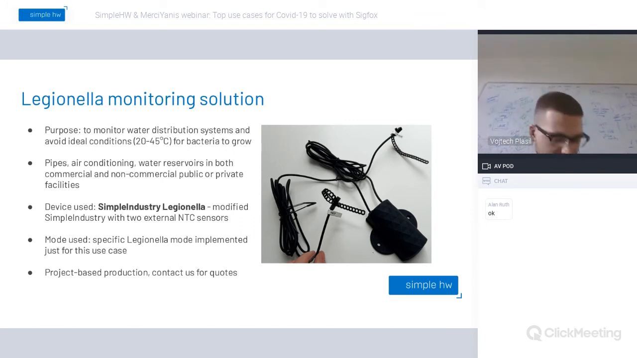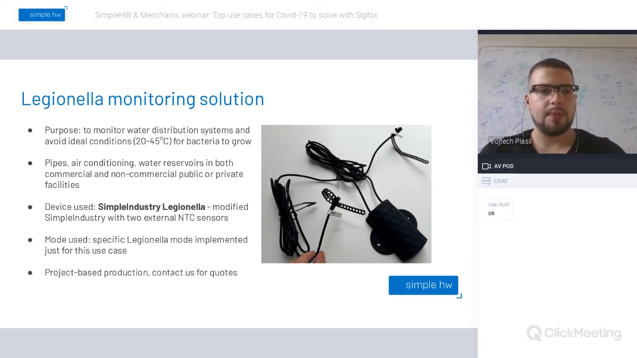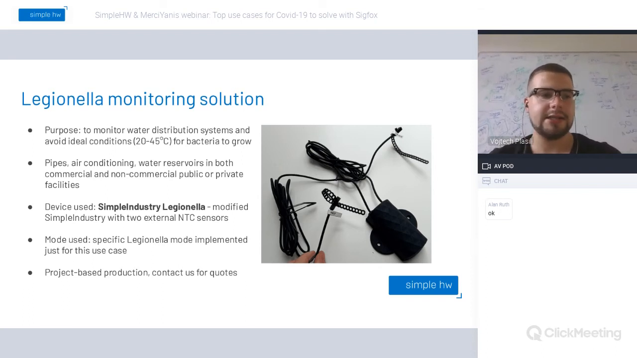That's basically it. And we have implemented a special mode for this. We call it the Legionella mode. I will not go into further details. You can check it out in the other presentation, but so far we have had great results with this. And this is a massive use case, because you need to make sure that the bacteria will not grow in a lot of places, a lot of facilities, schools, and stuff like that.